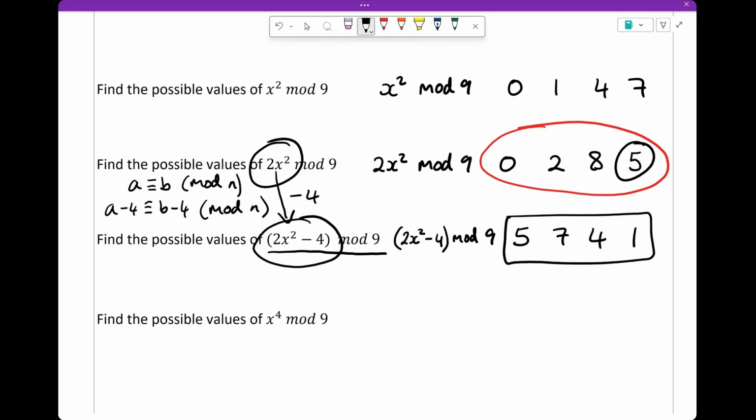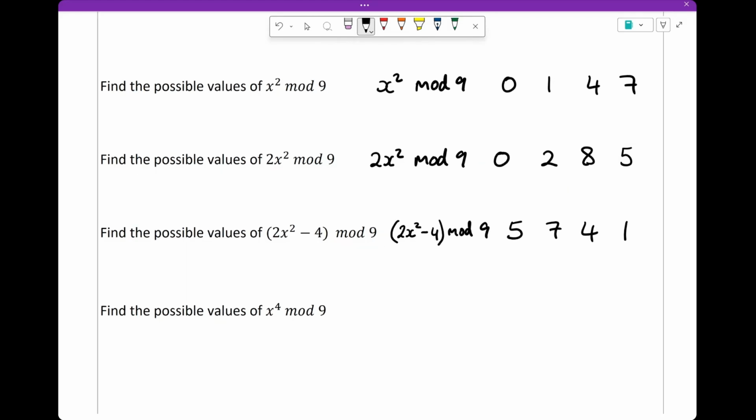Let's have a look at our last question. So our last one says find the possible values of x to the power of 4 mod 9. So essentially what this is saying is if you take any integer and raise it to the power of 4 and then calculate the remainder when we divide by 9, well, those would be my answers. So let's think about how this might relate to one of our previous questions. Well, the one this is going to be directly related to would be the very first question.